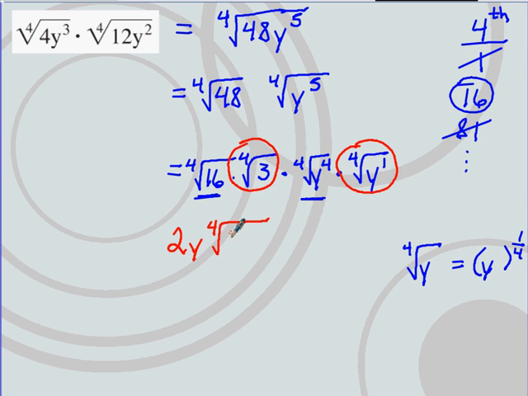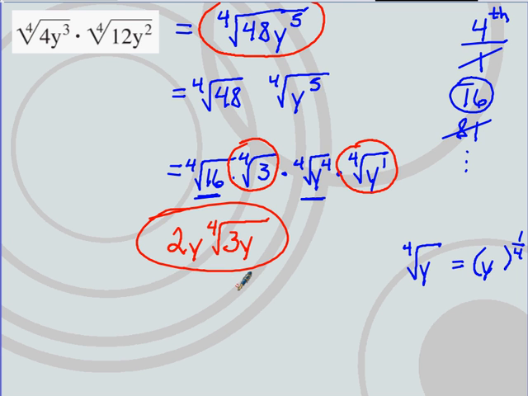The fourth root of 3 is left here, and y to the first is left there. That's the cleanup. This was the original answer, and, well, I say cleanup, I like the original answer better. But if they say simplify, you're going to have to write it in this way.